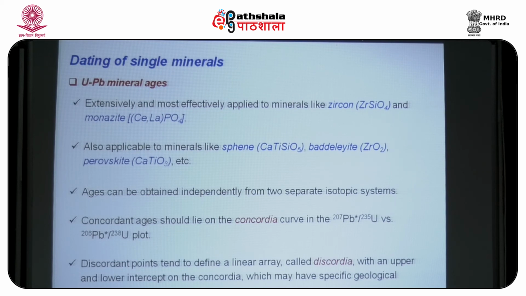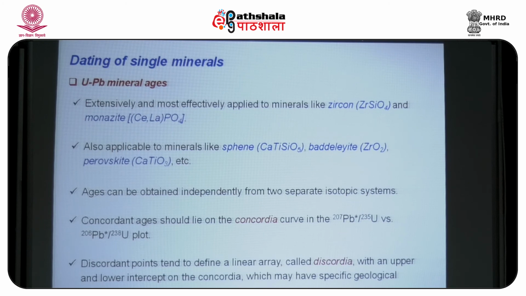So, I now discuss the last isotopic system, which is extensively used for dating single minerals, that is the uranium lead system. It is extensively and most effectively applied to minerals like zircon and monazite, but it is also applicable to other minerals like sphene, baddeleyite and perovskite. So, the ages of the uranium lead system can be obtained independently from two separate isotopic systems.